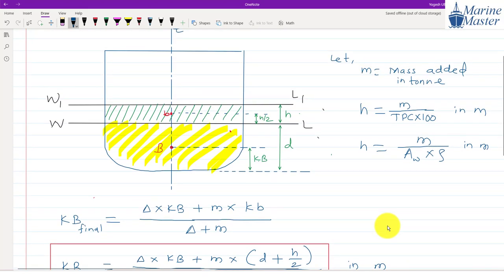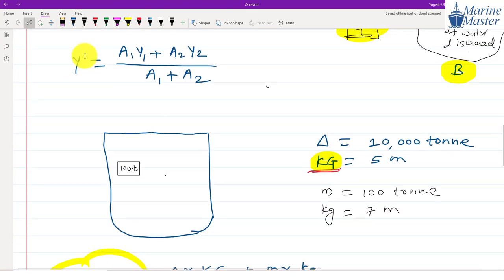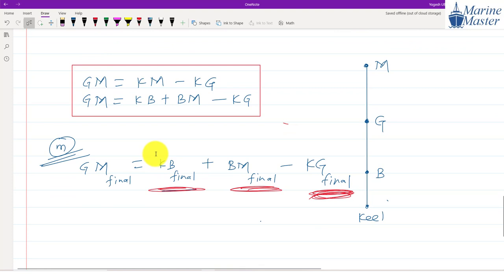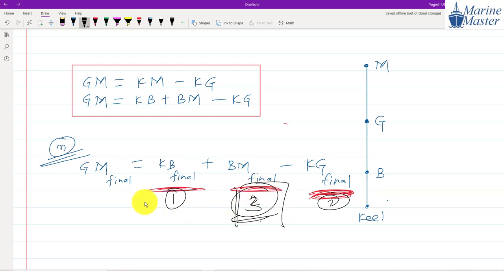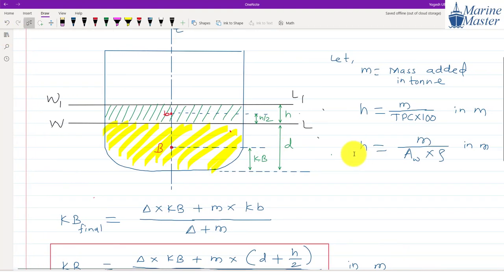So in this way, see, our target is what? What we have to find out? We have to find out GM final. And how to get a GM final? KB final, BM final, and KG final, guys. So we got it first point. Then we will take it second, and then this is third point. Okay, guys, you got my point. Any doubt? You got how to get the KB final, guys, in this.